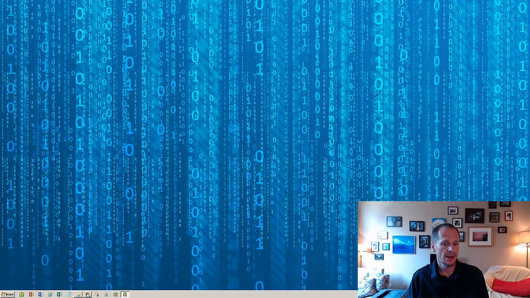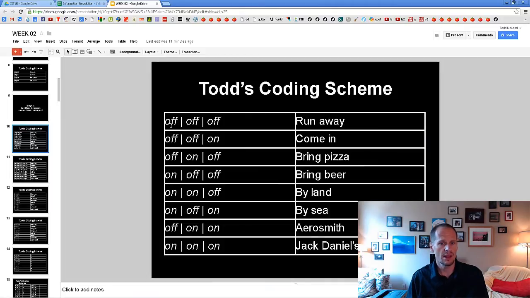And if we had three of them, it could store eight messages. And then we could create our own coding schemes to represent what the different combinations of on or off mean. So if I had three light bulbs and they're all off, it could mean this. If they're all on, it could mean that. So that's what we're learning.